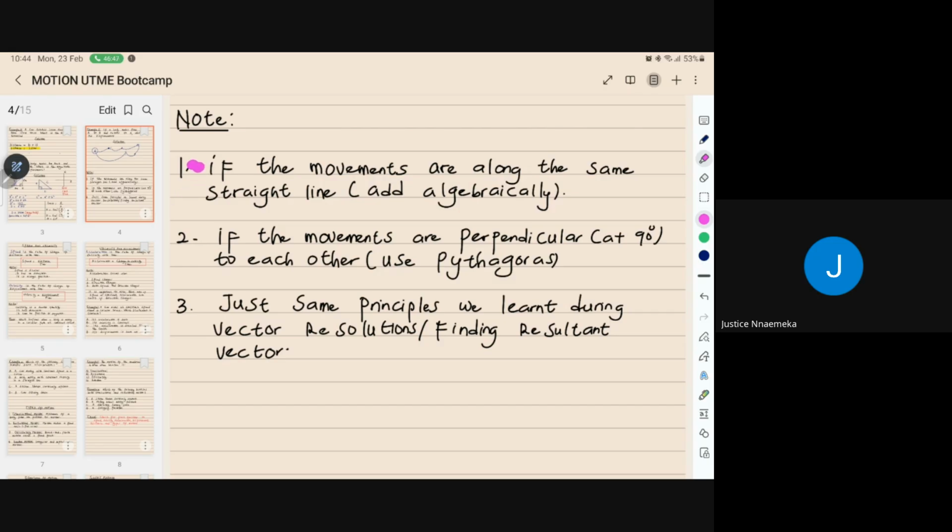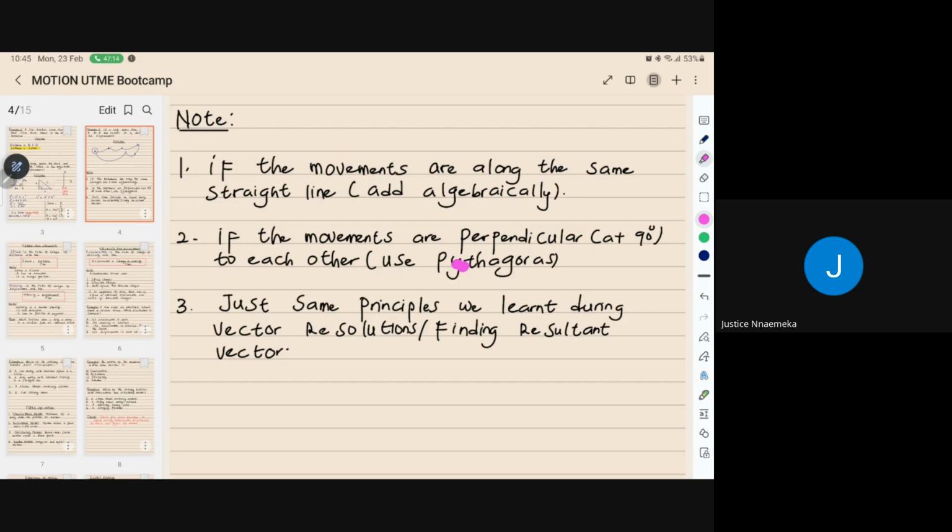All right. So now, note if the movements are along the same straight line, you add them together algebraically. Take note of the signs and add them together along the same straight line. So that straight line can be north to south, east to west. Do you understand? So if it is along that straight line, just add together, for example, -4 plus this. Now, if the movements are perpendicular, at 90 degrees to each other, you use Pythagoras' theorem. Do you understand it now?